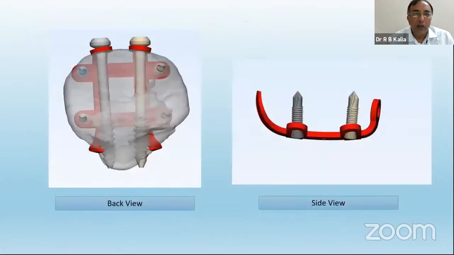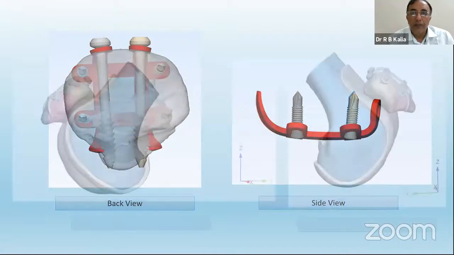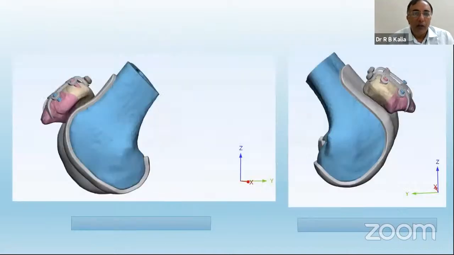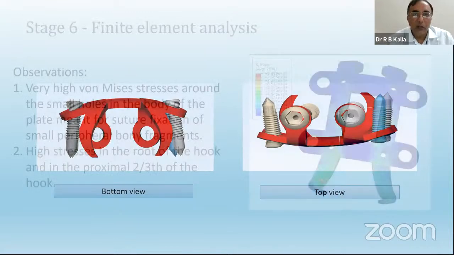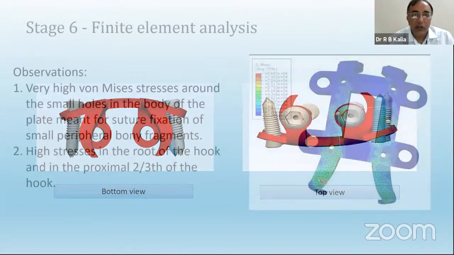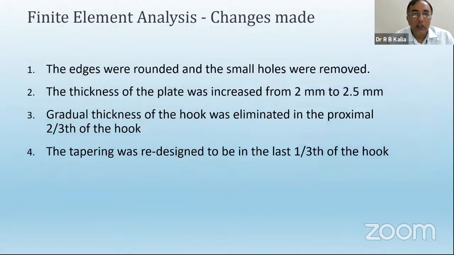These are the screws. These are the locking head screws. Everything was created. Once we did that, we realized that there were very high stresses in the body and the root of the hook. So we redesigned it. The edges were removed and the thickness of the plate was increased. The gradual thickness of the hook was eliminated and tapering was redesigned. And this is how the final CAD drawing looked.